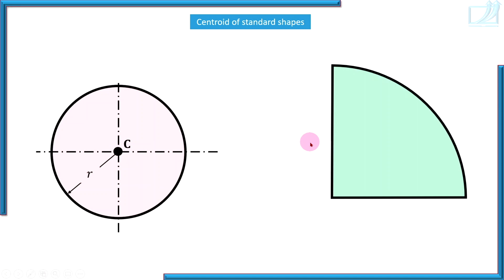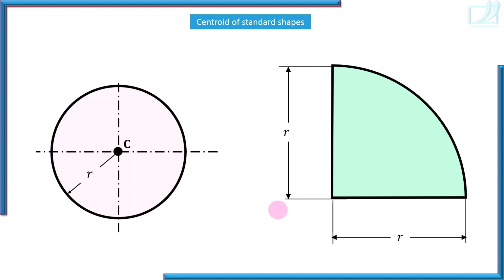Quarter circle is considered as a standard shape. This quarter circular area has two straight edges which are perpendicular to each other. Let r be the radius of the quarter circular area. So the centroid lies at a distance 4r by 3 pi from its straight edges.